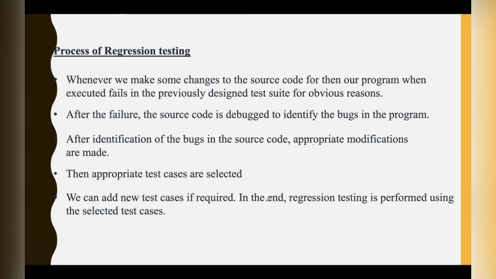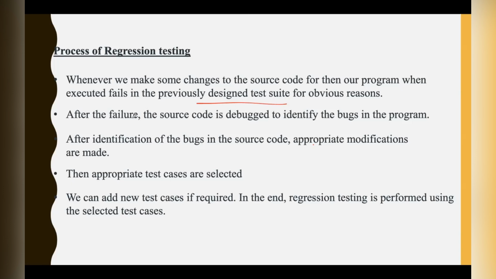Coming to the process of regression testing, firstly, whenever we make some changes to the source code, like adding new functionality, optimization, etc., our program may fail, right? So when we execute the program, it fails in the previously designed test suite for various reasons, because we made a few modifications, so execution may fail.